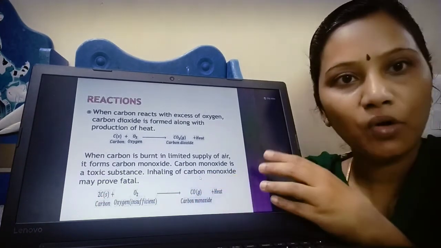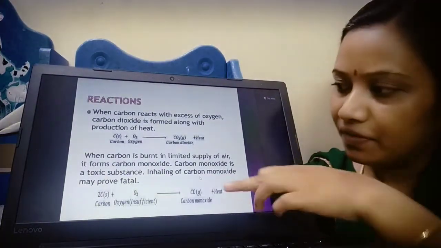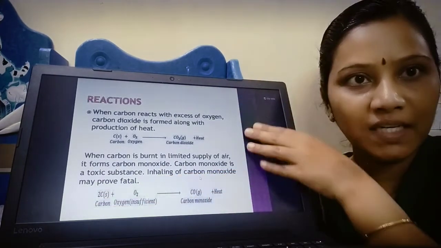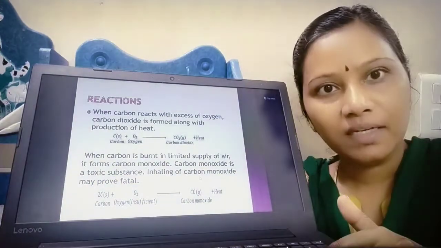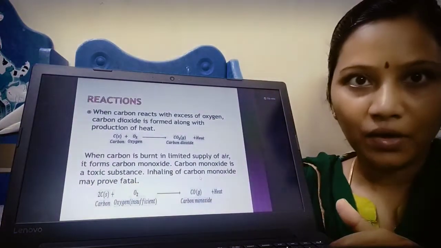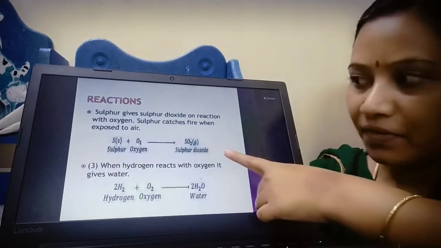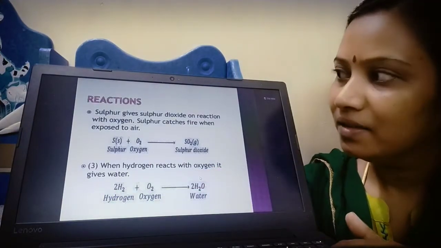But you know, carbon monoxide is a major culprit for global warming and the greenhouse effect. Inhaling carbon monoxide is also proved to be fatal. This reaction also we have seen clearly. So with less oxygen, carbon monoxide. With more oxygen, carbon dioxide is formed. Then when oxygen reacts with sulfur, sulfur dioxide. When oxygen reacts with hydrogen, you will be getting water.